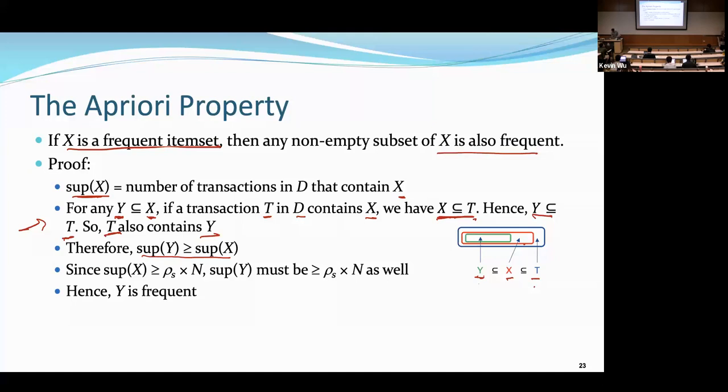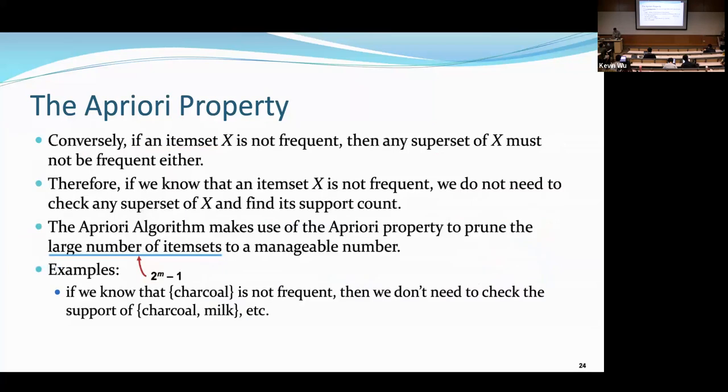And because X is a frequent item set, the support count of X is not smaller than the threshold. As we said, the support count of Y has to be not smaller than the support count of X, and therefore the support count of Y must not be smaller than the threshold as well. And therefore, Y is also a frequent item set. And that proves the a priori property. So for any item set X, if it's frequent, then any subset of X, let's say Y, has to be frequent as well.